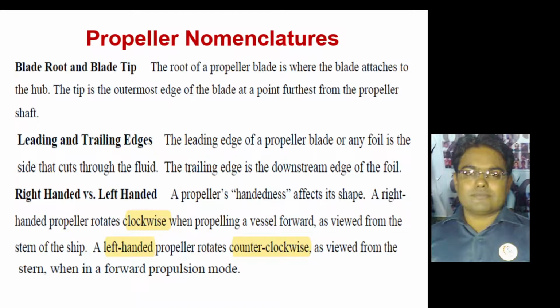Then propellers can further be classified as right-handed or left-handed. A propeller's handedness affects its shape. A right-handed propeller basically rotates clockwise when propelling a vessel forward, as viewed from the stern. Similarly, a left-handed propeller rotates counterclockwise as viewed from the stern in forward propulsion mode. So left-handed or right-handed propellers are decided based on the direction in which they are rotating.